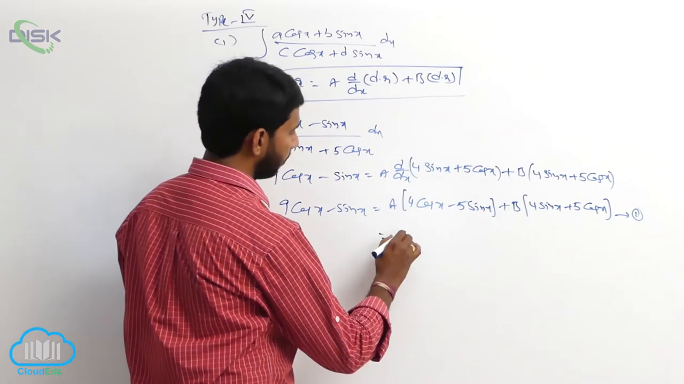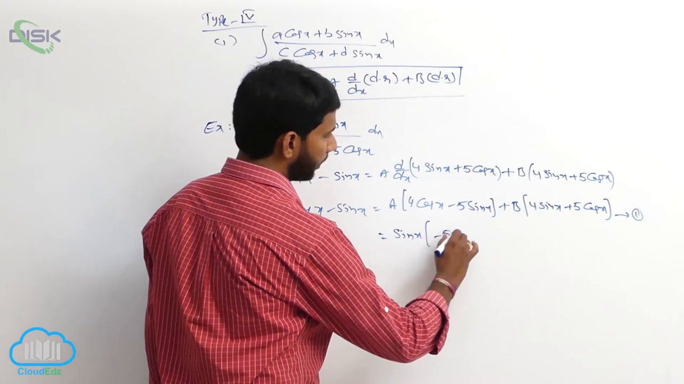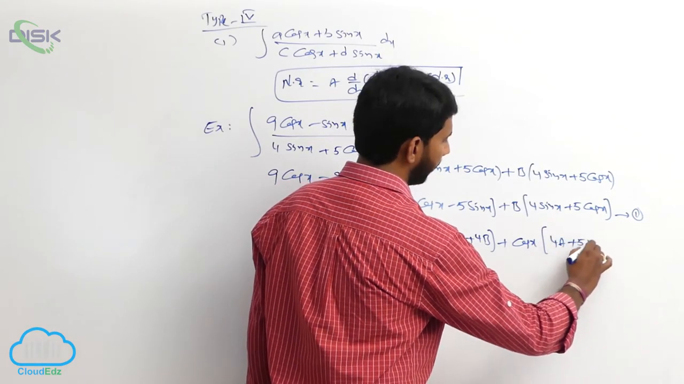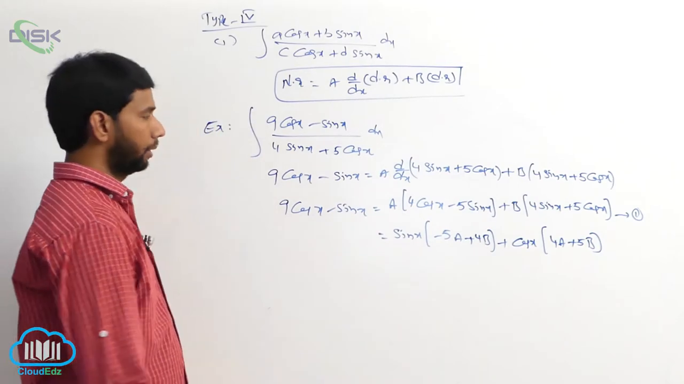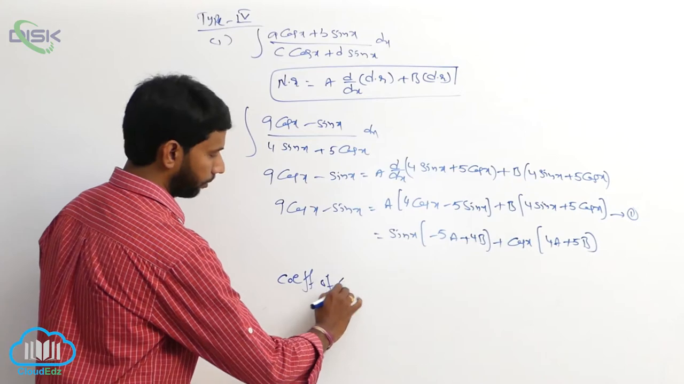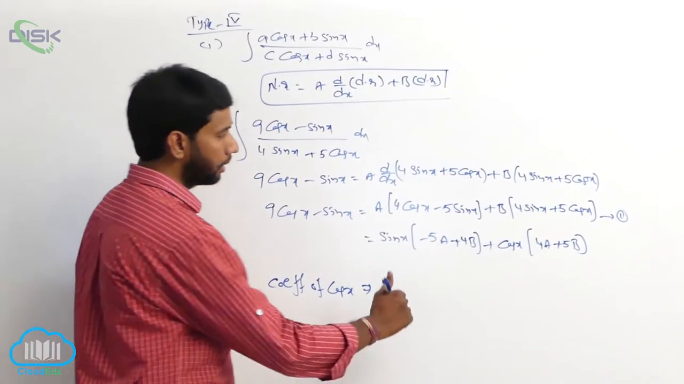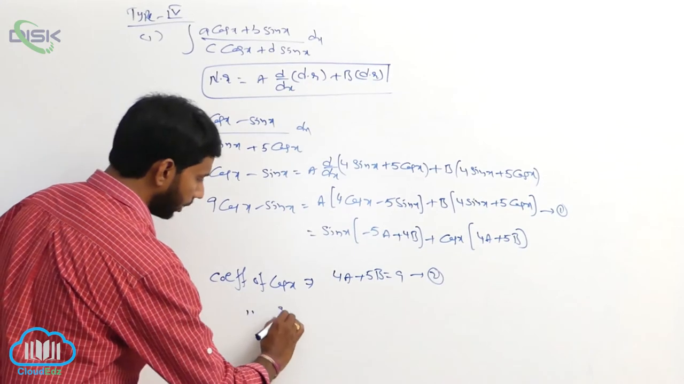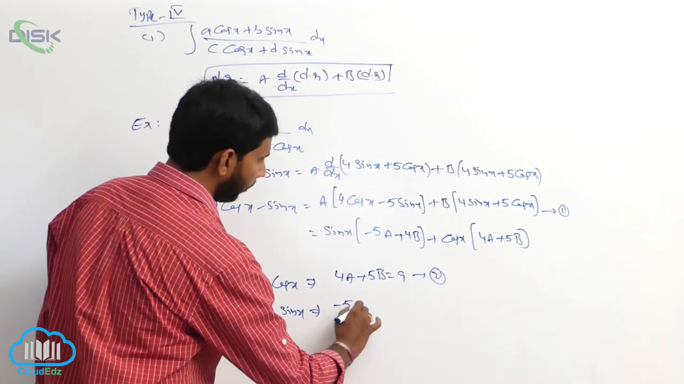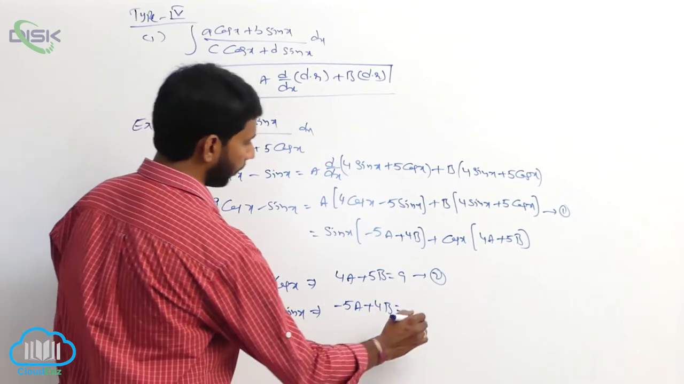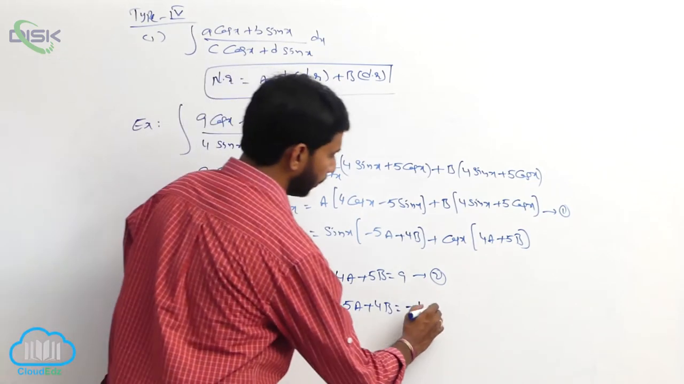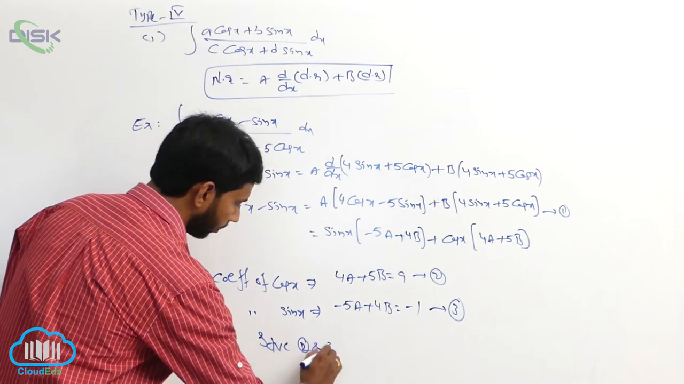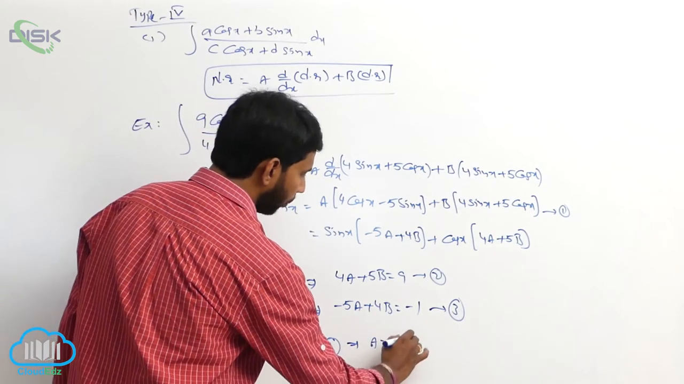On the right side, sin x is common: minus of 5a plus 4b. And cos x is common: 4a plus 5b. Compare coefficient of cos x on both sides: 4a plus 5b is equal to 9. That is equation number 2. Coefficient of sin x: minus of 5a plus 4b is equal to minus 4. That is equation number 3. Solving 2 and 3, we get the values a equal to 1 and b equal to 1.